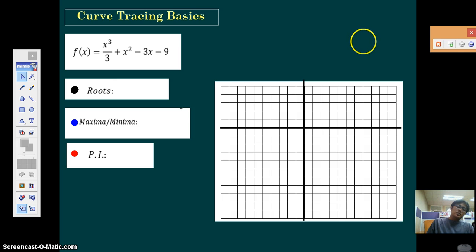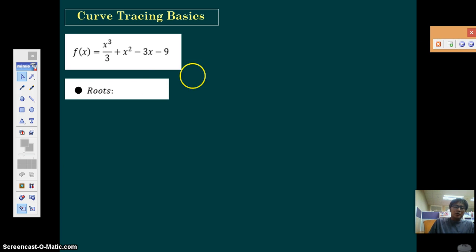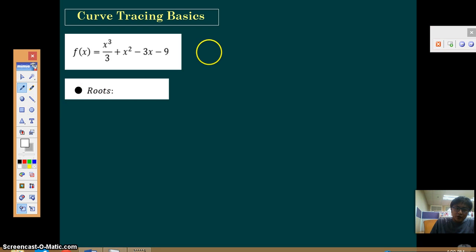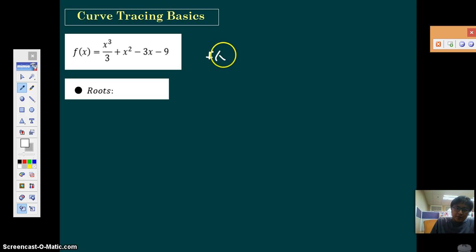The first step is always to get the special points of the curve, mainly the roots, maximum points, minimum points, and the POI, or the point of inflection. Now, let's solve first for the roots of this polynomial. Of course, to solve for the roots or the zeros of a polynomial f of x, we simply need to equate f of x to 0.